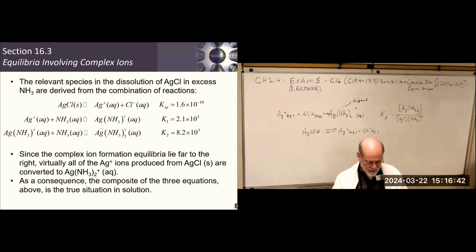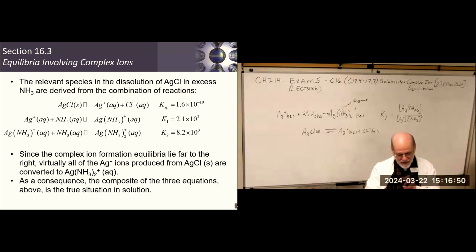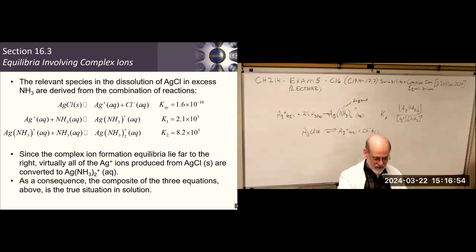As a consequence, the composite of the three reactions above is the true situation in the solution, because all this is happening in the solution. All these ions are there together in the solution. We've only separated them here to help us understand what's going on. But in the solution, they don't care. Nature just does what it does.